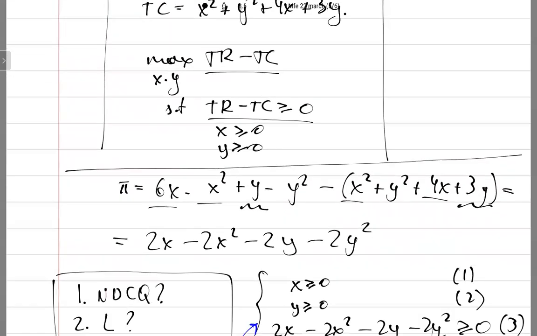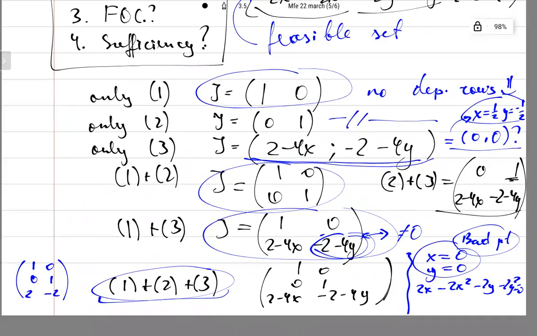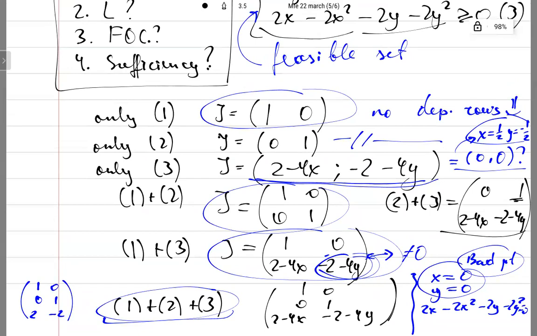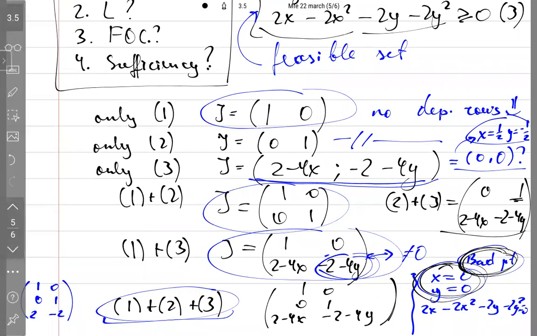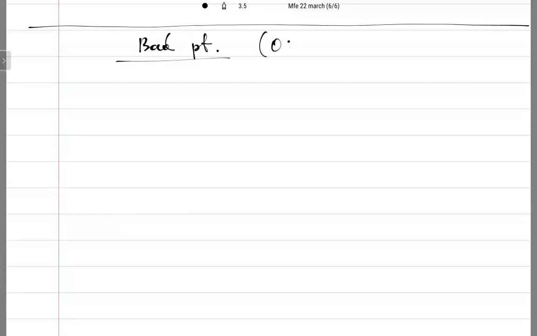Yeah, we have a problem that this point is a bad point. DCQ is not satisfied at that point. We have a problem, but we will deal with it. Let's move on. We have a bad point, 0, 0. So what does it mean? The DCQ is not satisfied at this point. What is the problem? Don't be scared. That's okay. Be brave and courageous.